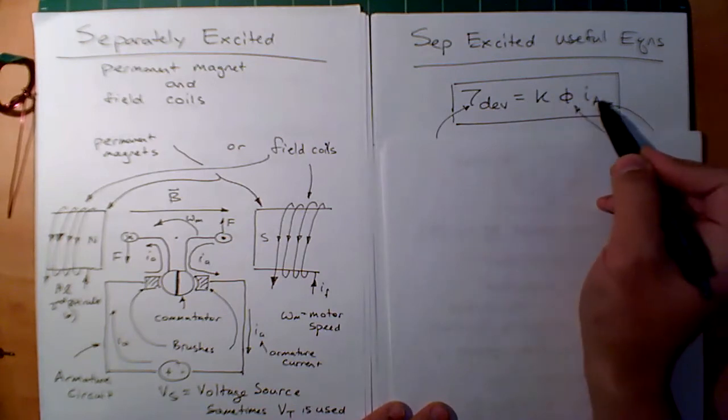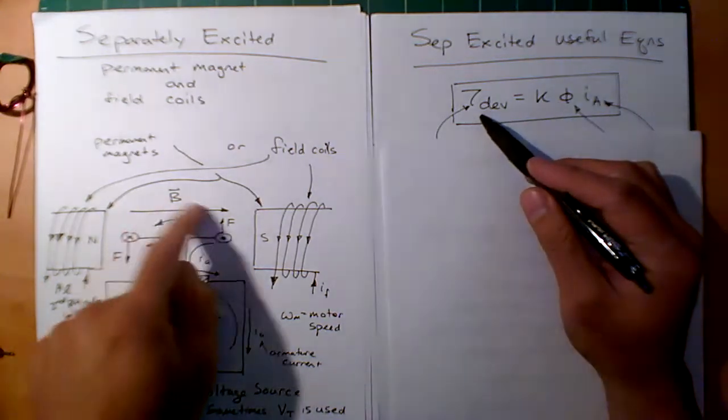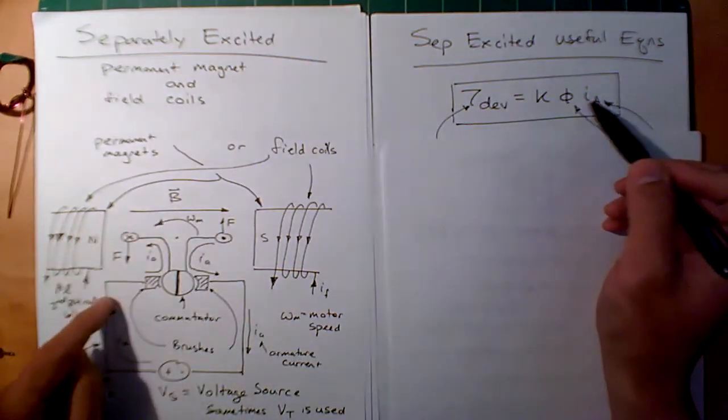equals K phi IA. And you're looking at this and you're like, well, what the heck? What is this? Torque developed equals K phi IA. Well, what is the torque developed? It's the mechanical torque. We talked about that before, and it is directly proportional to the current and the flux.